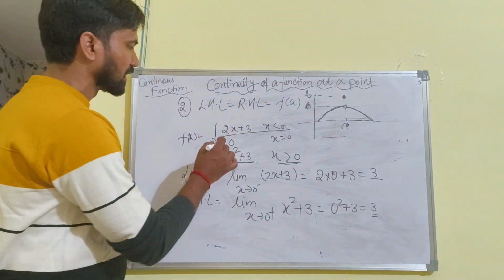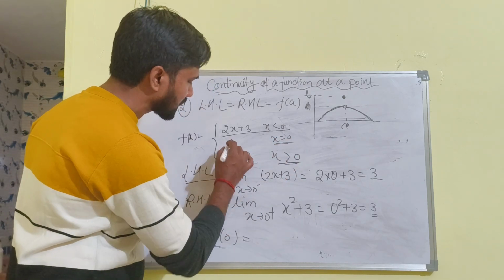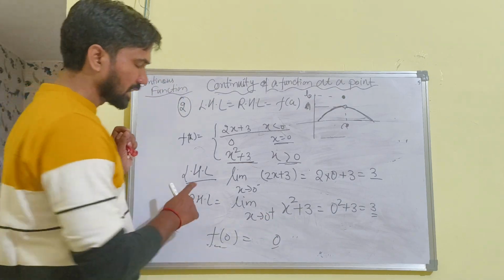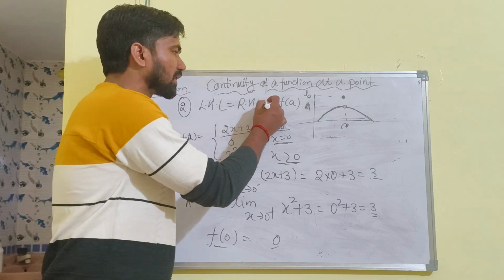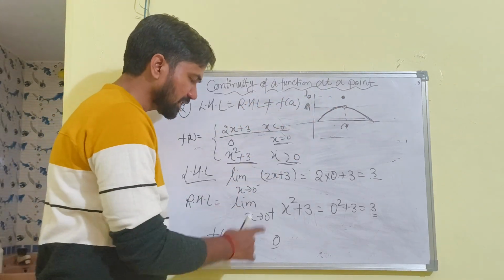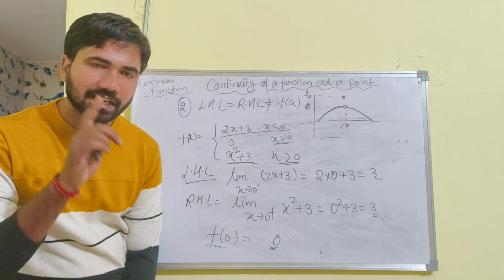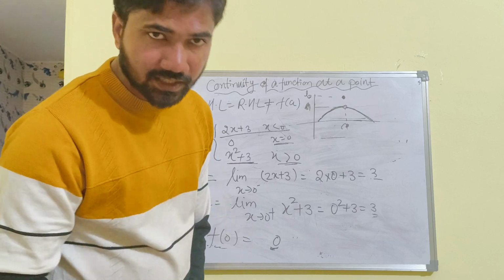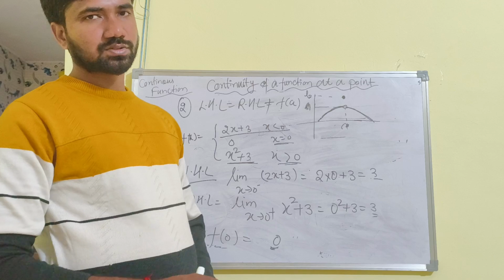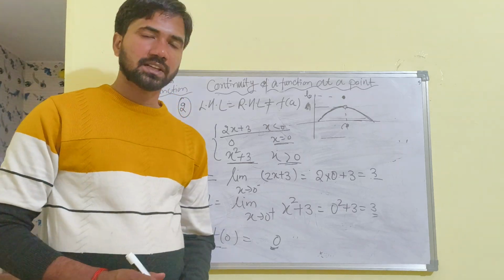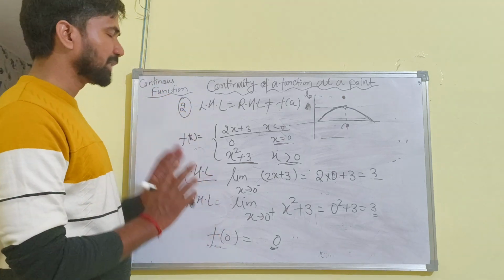But the value of the function at x equal to 0: f of 0 is 0. So left hand limit equals 3, right hand limit equals 3, so they are equal, but the value of the function is not equal because it is 0. 3 is not equal to 0. So we say left hand limit is equal to right hand limit but not equal to the value of the function. So this is also a type of discontinuity, a discontinuous function. I hope it is clear.